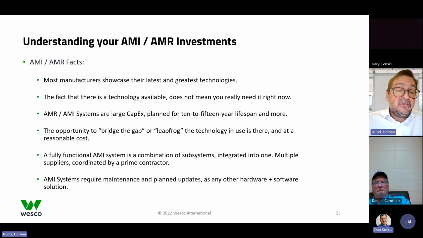Another fact, the fully functional AMI system is a combination of subsystems integrated into one. So you're going to have multiple suppliers coordinated by a prime contractor or a single point of contact. That is another fact. It used to be just one guy. Now you probably need to coordinate 3, 4 different suppliers. Complexity is growing. And finally, an AMI system is a system that is alive, continuously evolving. So you need to maintain it and plan the updates as with any other hardware or software solution.